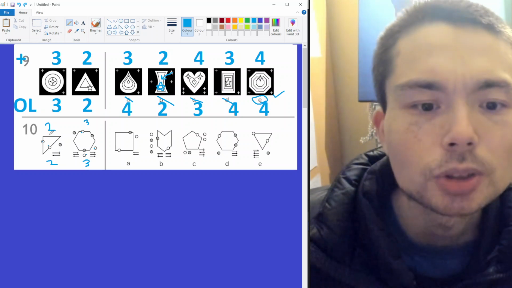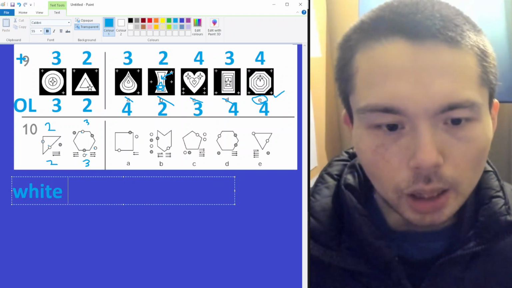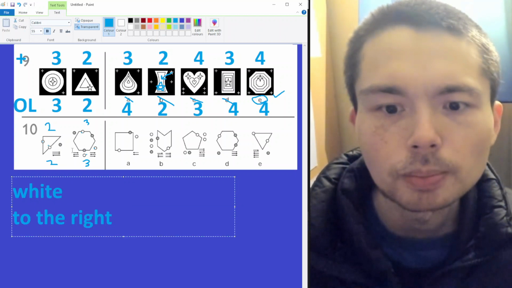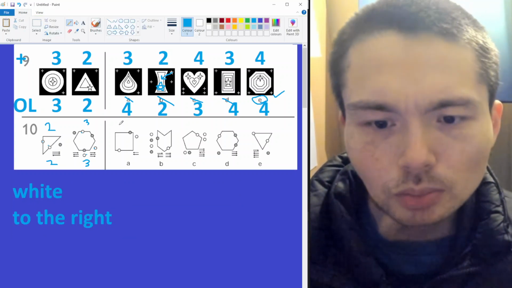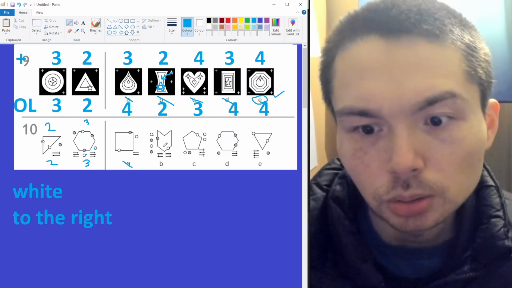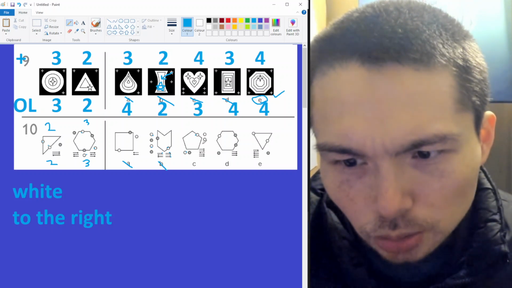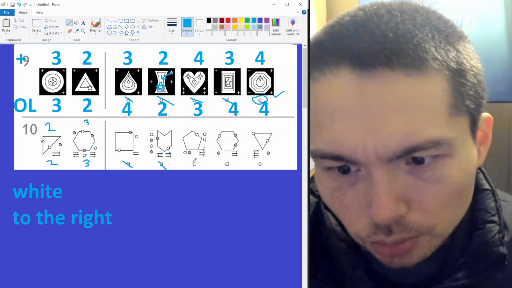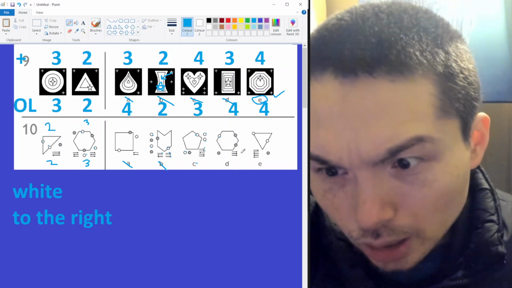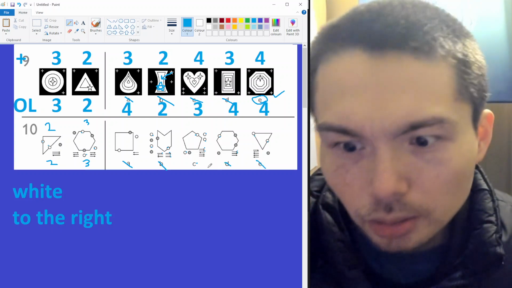Going to the right. So white to the right. How nice, that rhymes. Easy to remember. White to the right. Let's count here. 2 white dots, but 2 going that way. Nope. 1, 2, 3, 4. Nope. 1, 2, 3, 4. So C is possible. Nope. And here 1, 2, 1, 1. So there we go. C is the answer.